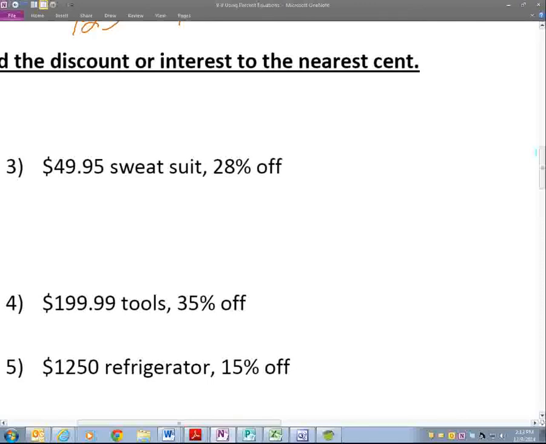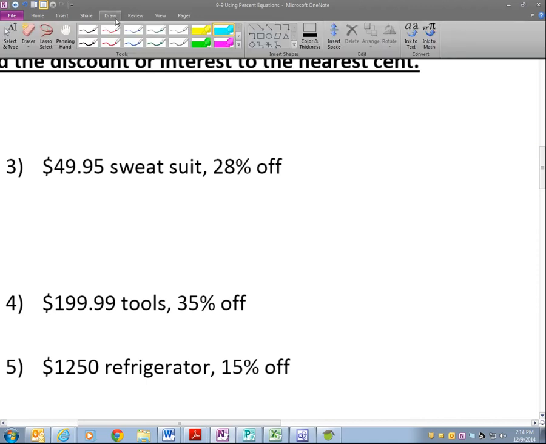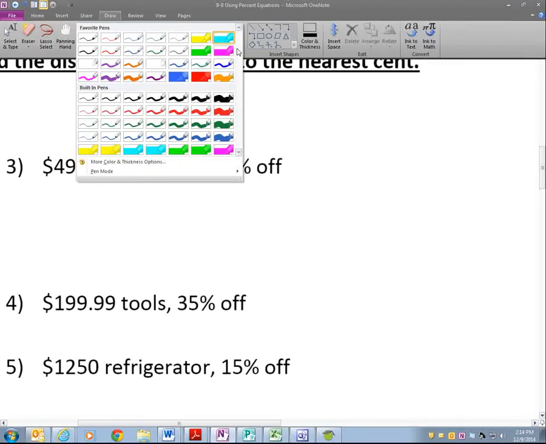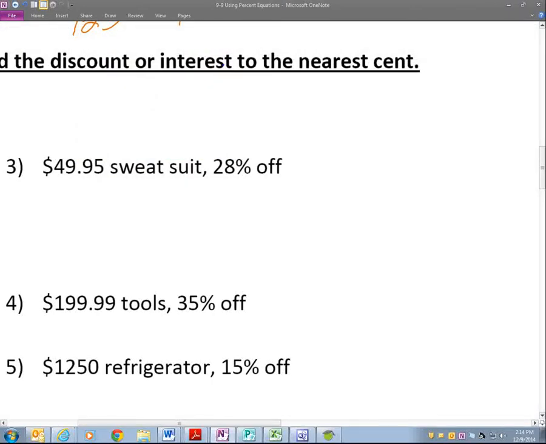Now with the new stuff. Find the discount, double check, or interest to the nearest cent. Interest to the nearest cent. So I'm going to do this with a proportion, once again. I have a 28%, so I have a percent, so I know that I have to throw that in there right away.